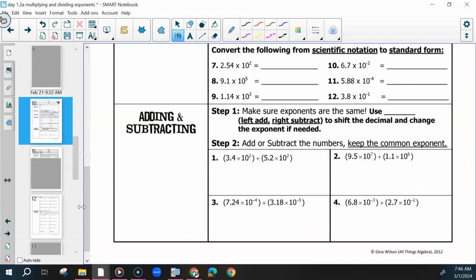If you want to remember this mnemonic to help you when adding or subtracting, if you're moving the decimal to the left, you're going to add to the exponent. If you're moving the decimal place to the right, you're going to subtract from the exponent. So you can use large.